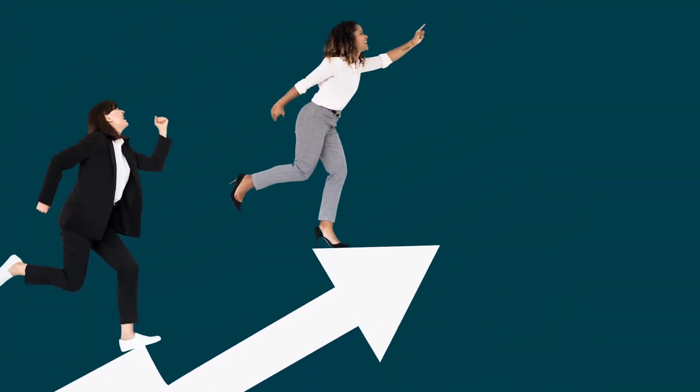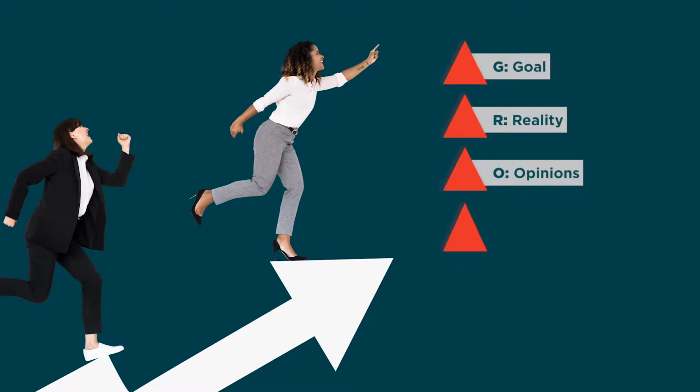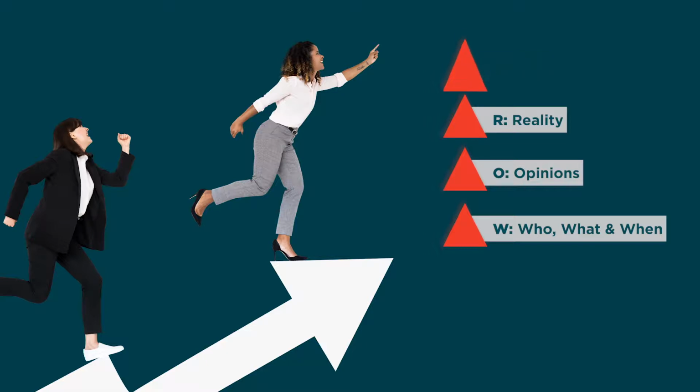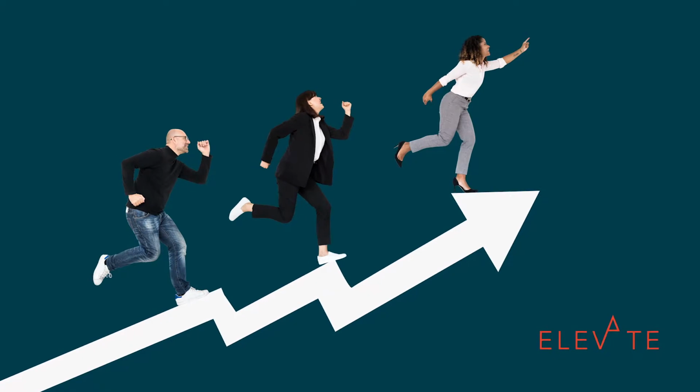G.R.O.W. What does G.R.O.W stand for? So we've got goal, reality, options, and the who, what, and when. If you follow this particular format, it's a really simple and easy way to be able to lead your counterpart, the person that you're coaching, through a journey that will help them to be able to start thinking differently, come up with their own solutions, and put them into action. So we start with G.